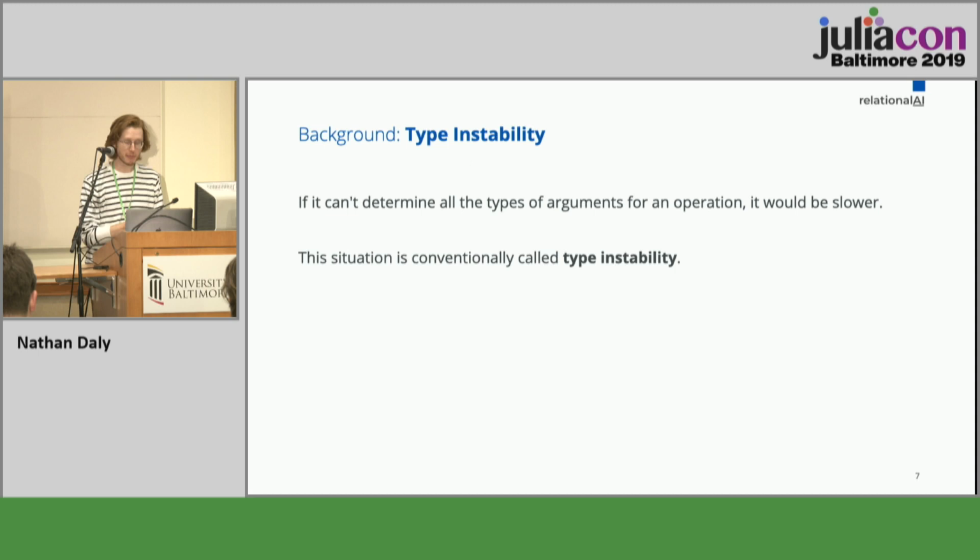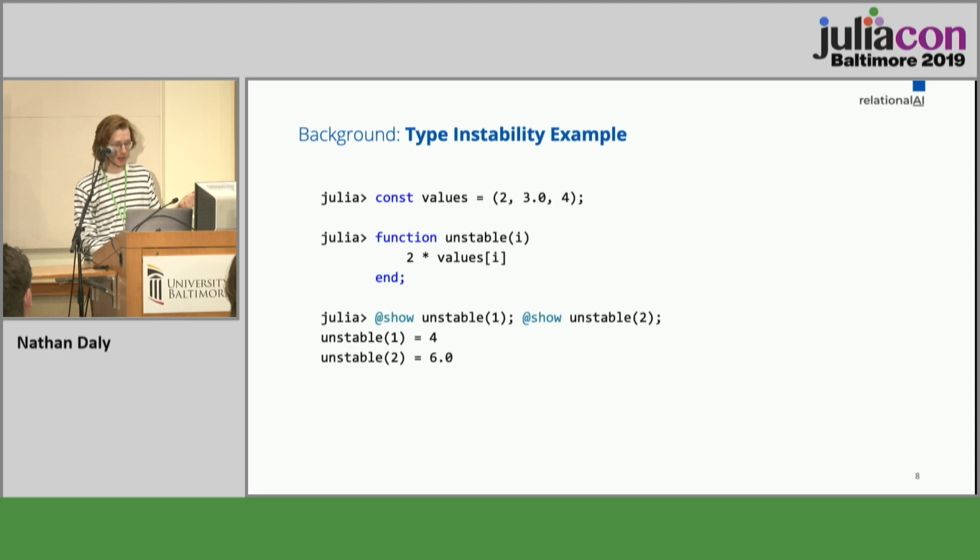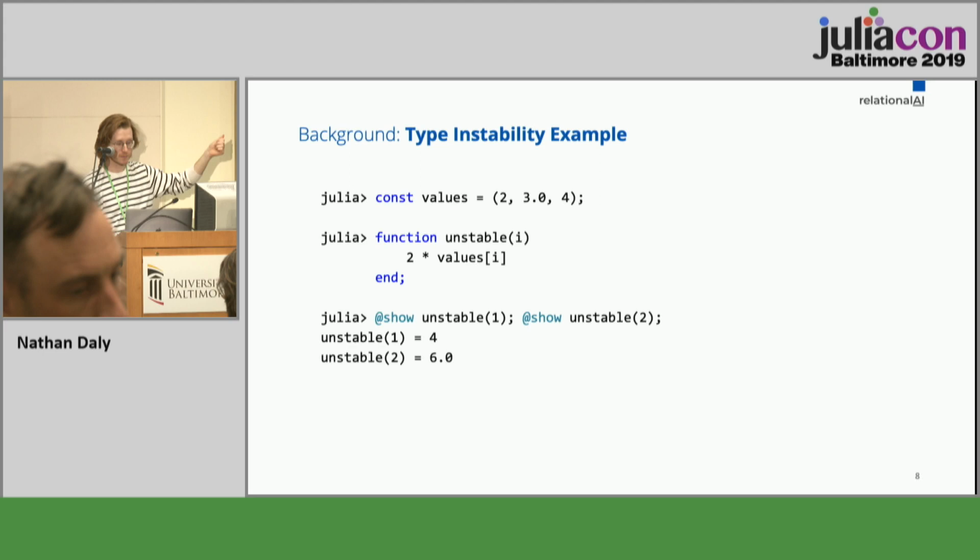The opposite situation is if we don't know the types, we run into what people call type instability, and you're going to be slow because you don't know exactly what code you need to generate. You need to be able to account for lots of possibilities. So here's an unstable example where your input, this time we're doubling whatever value you ask for out of this tuple, and you provide an index. And in this case, the type that we provide to this function is the same in both cases, but we get a different type out because some of these values are integers and some of these values are floats. And so whatever value we pass affects the type of the operation.